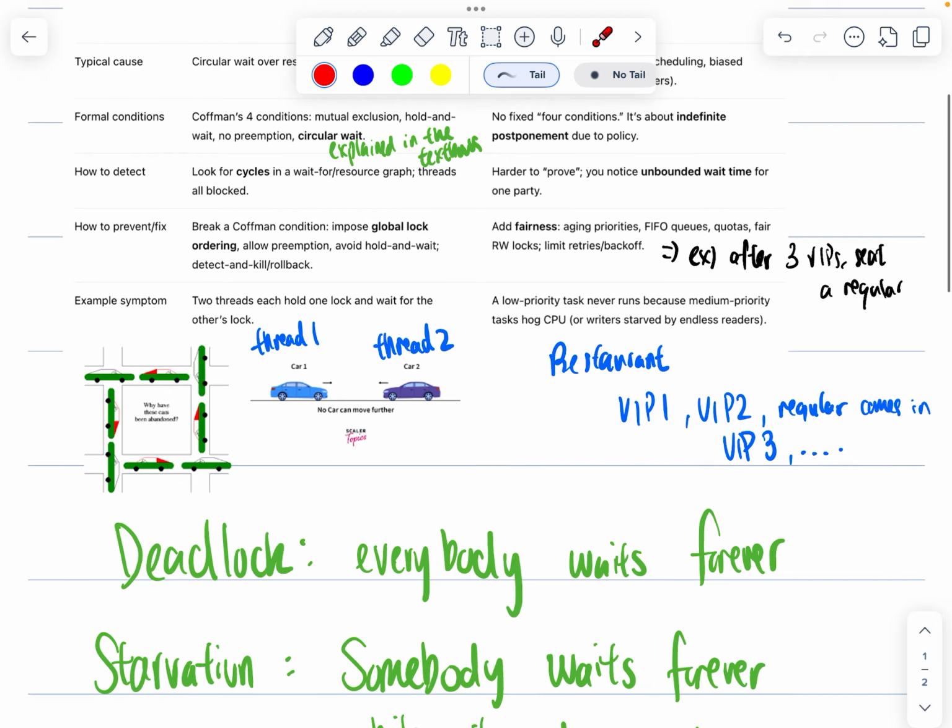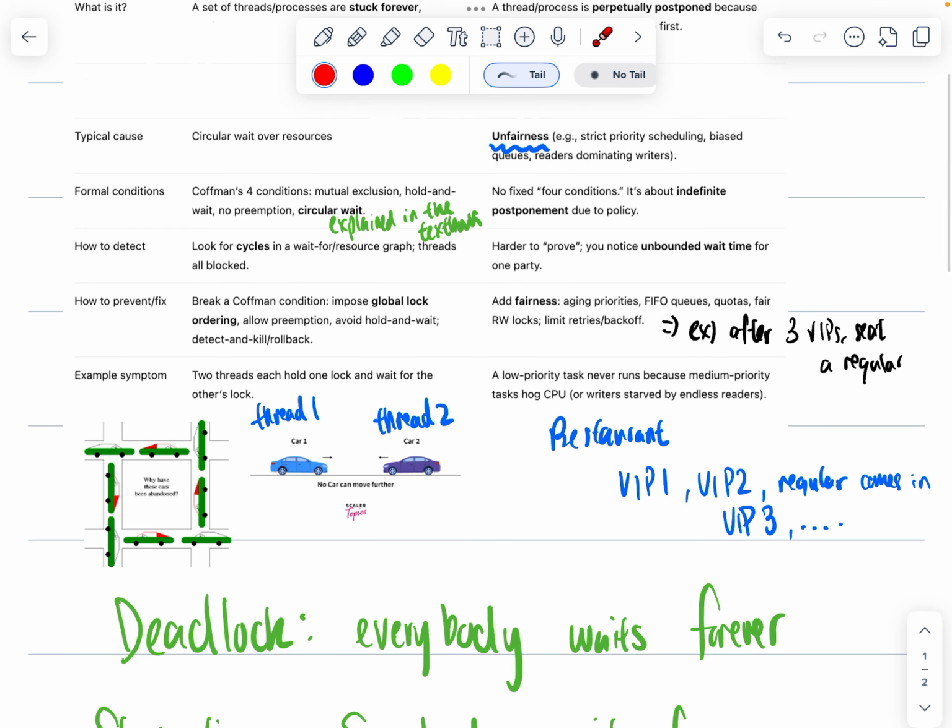To give you an example, it's basically like a car and another car heading towards each other, but both of them refuse to back out. So this is one example of a deadlock. Another deadlock is where you have these cars and they're all stuck and no one can get out. So it depends. You can have only two processes or you can have multiple processes, like right here.